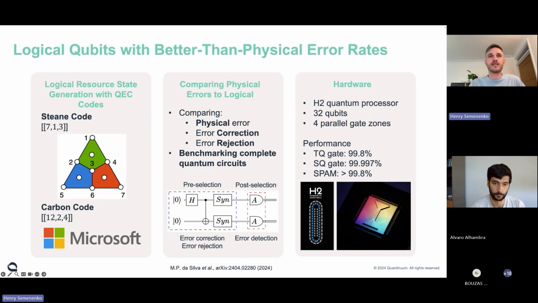And the idea in this result is to look at benchmarking complete quantum circuits. So we're not looking at individual components here, we're not looking at individual gates in this circuit. We're looking at the full operation. These demonstrations were performed on our H2 processor, which at the time had 32 qubits with 4 parallel gate zones, and 99.8% 2-qubit gate fidelities.